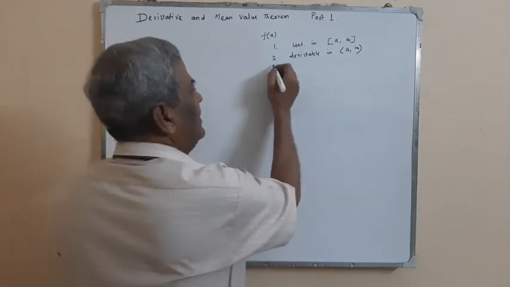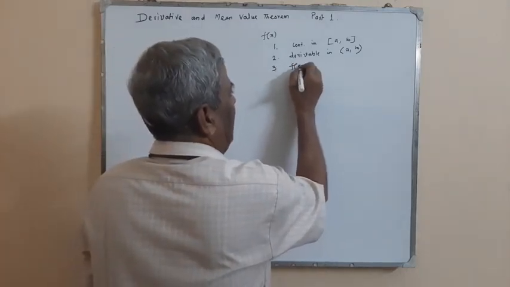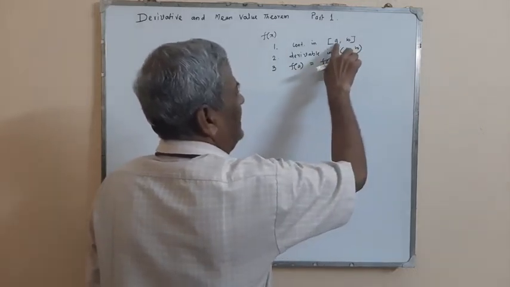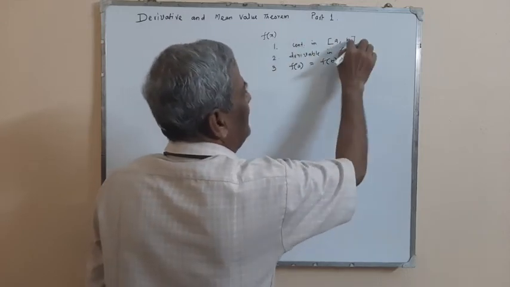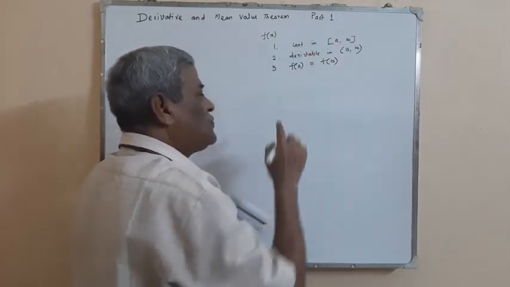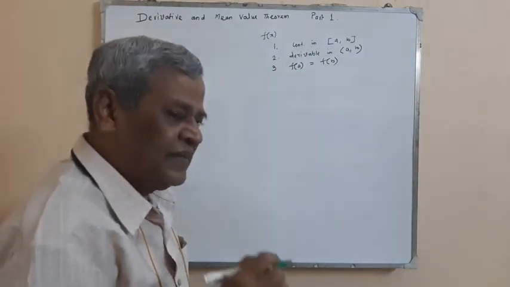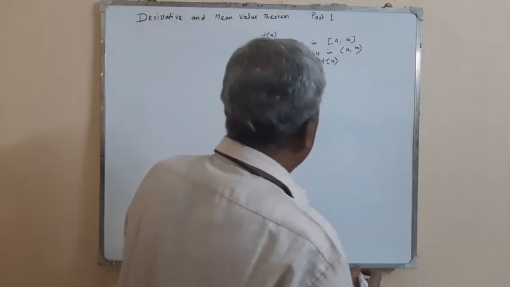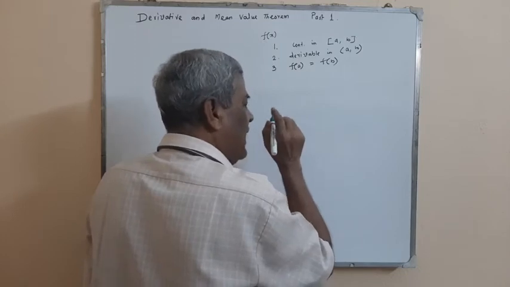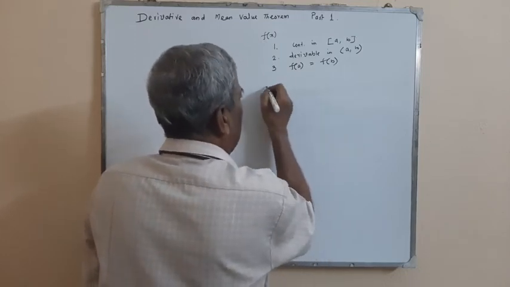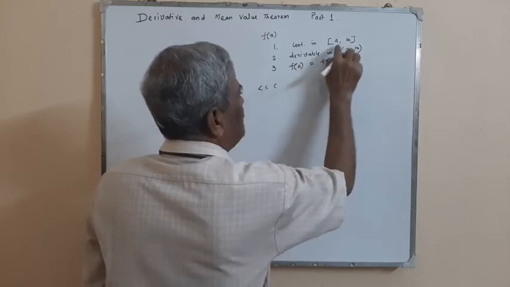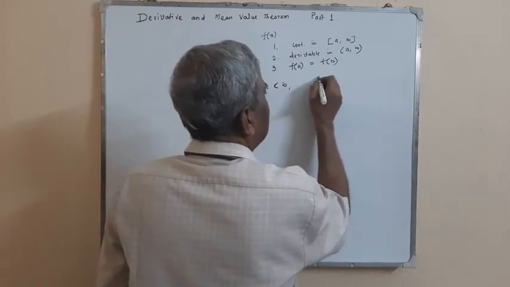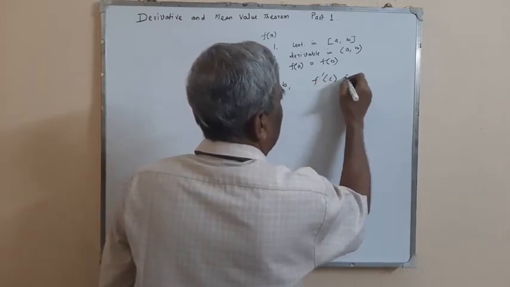And thirdly, f a is equal to f b, means functional value at this point is equal to functional value at the end point. If these three conditions are satisfied together, then the conclusion of Rolle's theorem is there exists at least one value C between this A and B such that f dash C is equal to 0.